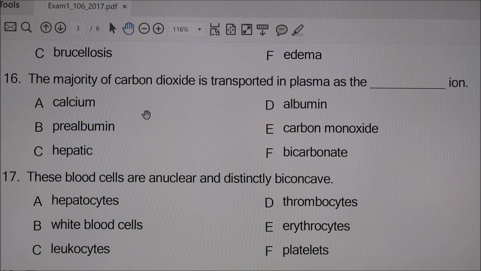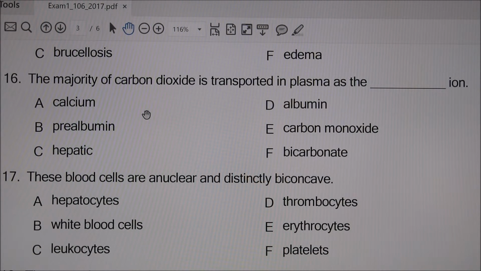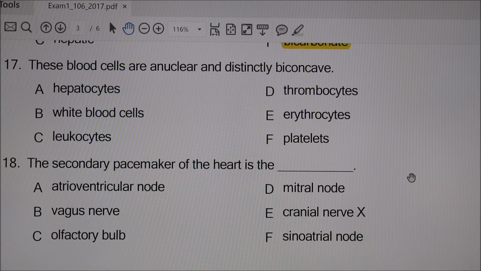In the reading, I talked about carbon dioxide being transported in the plasma. Most of it is transported as the bicarbonate ion, and then that's converted to carbon dioxide and blown off by the lungs.